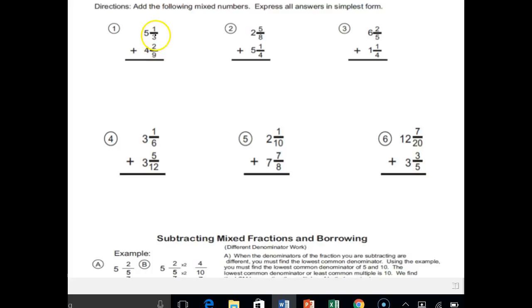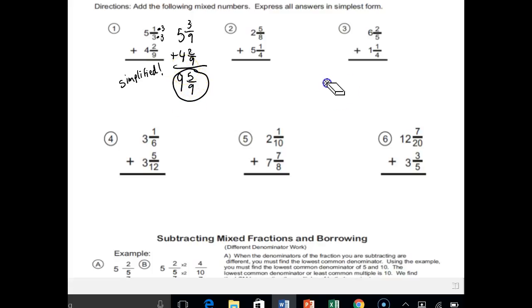So the common denominator between 3 and 9 would be 9. So go ahead and say this becomes 5 and 3/9 plus 4 and 2/9. We add the whole numbers. 5 plus 4 is 9. 3 plus 2 is 5. Keep the denominator 9. And this is fully simplified. So you can circle this as your answer and say simplified. There's nothing we have to do with borrowing or anything like that. We don't have to change this from an improper fraction to a mixed number because that is a proper fraction.